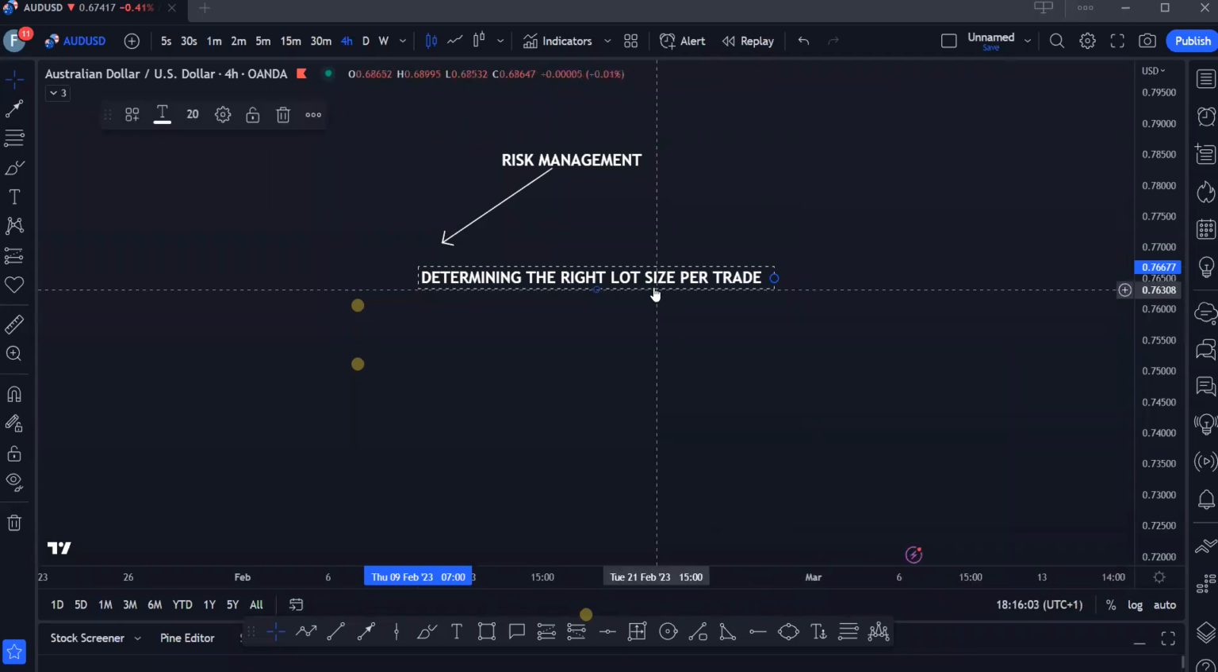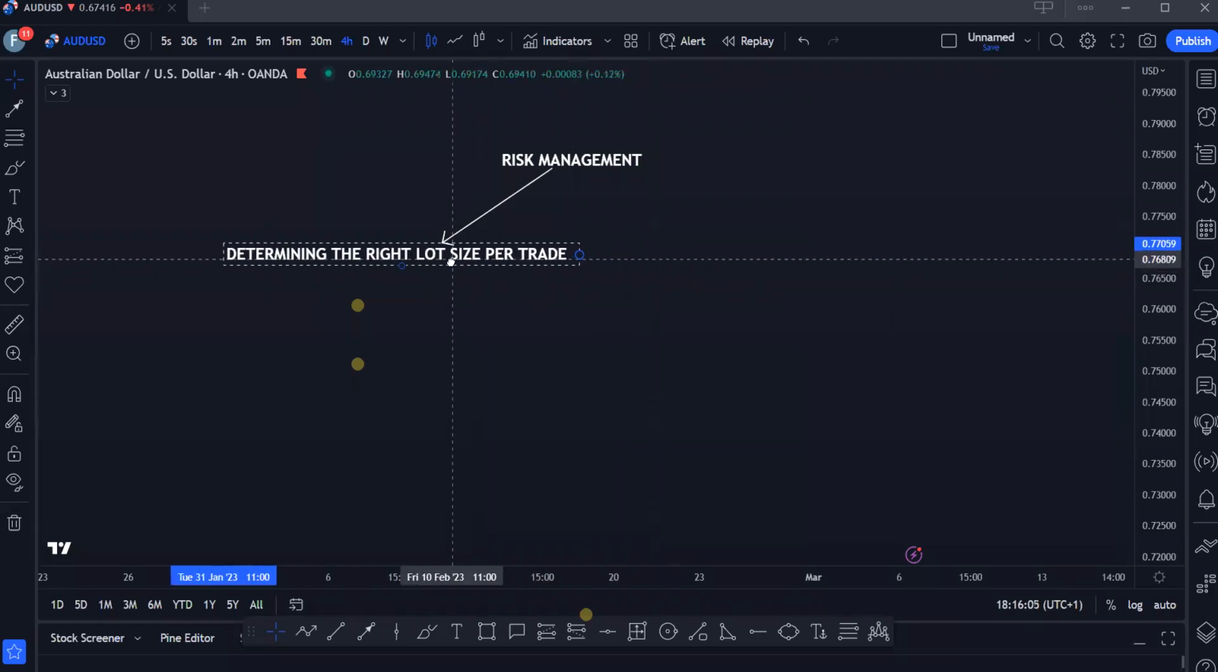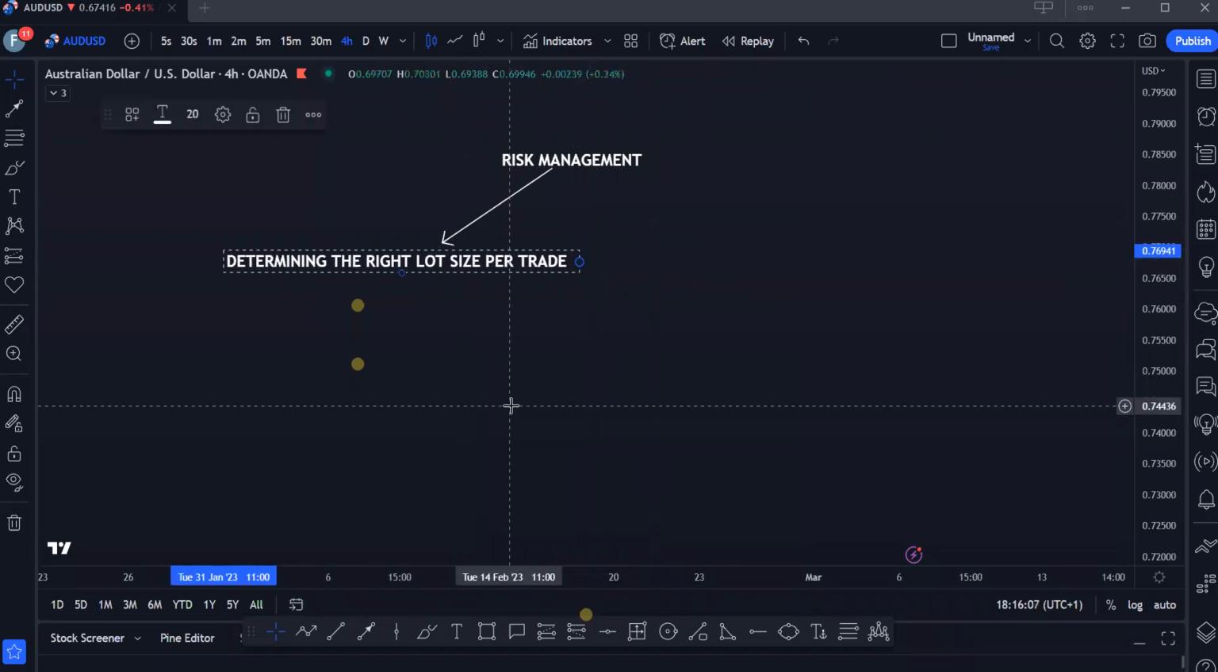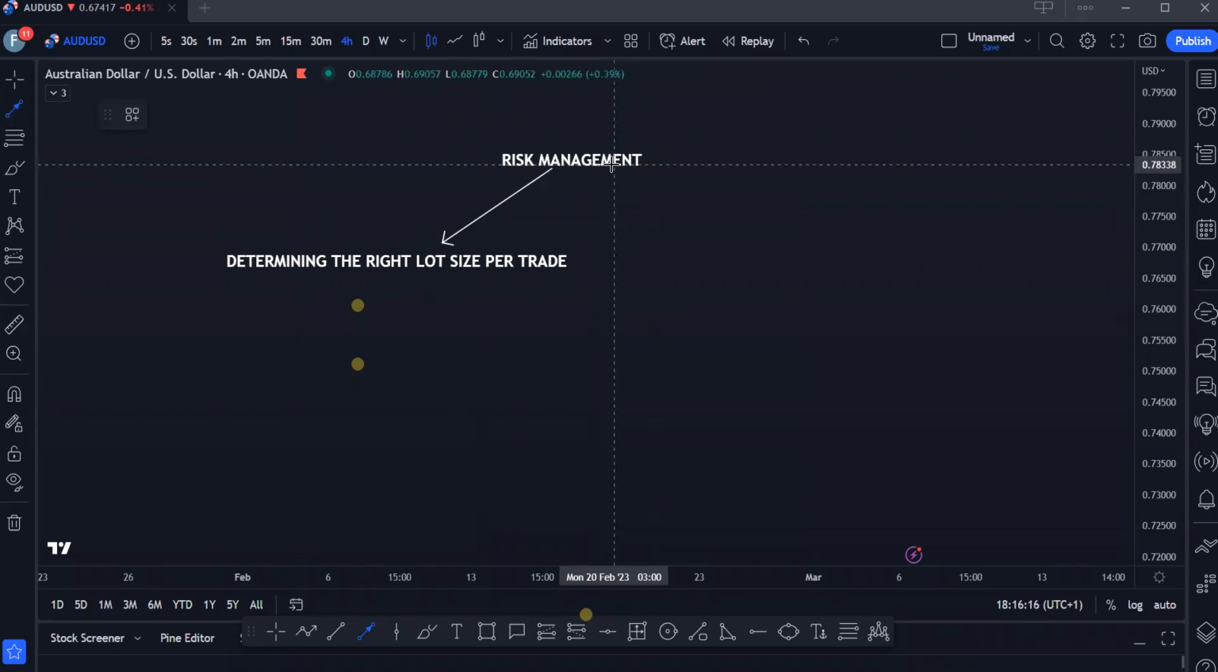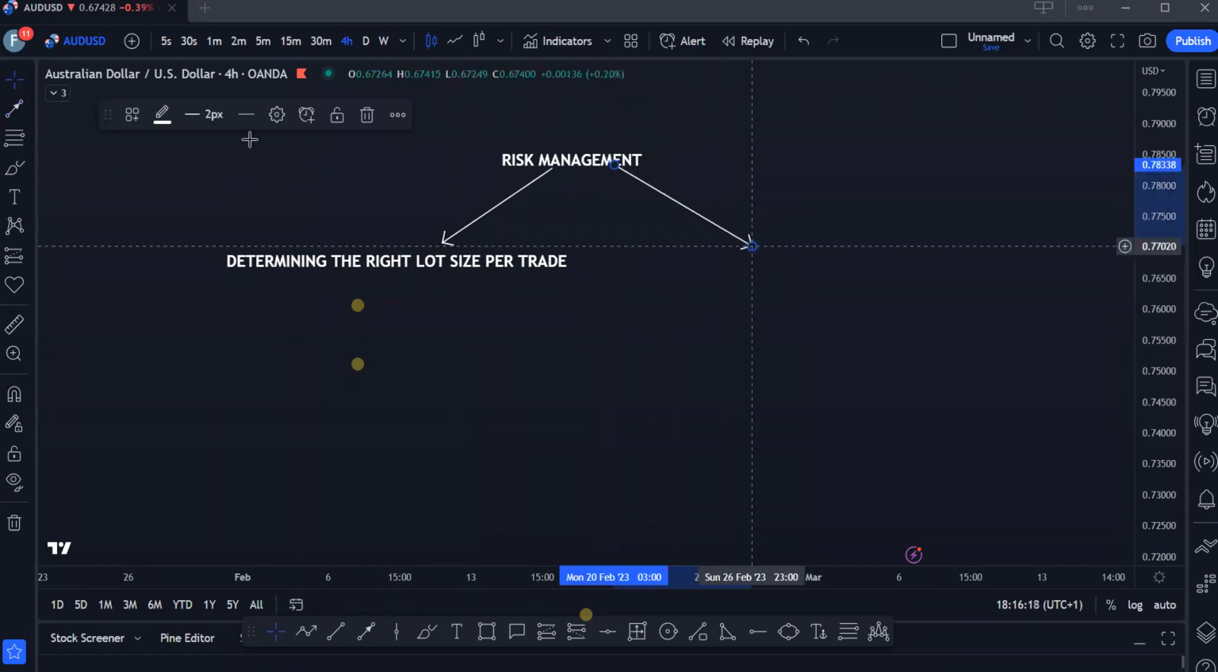Everybody listening to me right now should have an idea of this particular concept. Before you take a trade, you should know how much you are willing to lose. And that will help you a whole lot with managing your emotions. It will help you with your psychology. We'll talk more about that later.